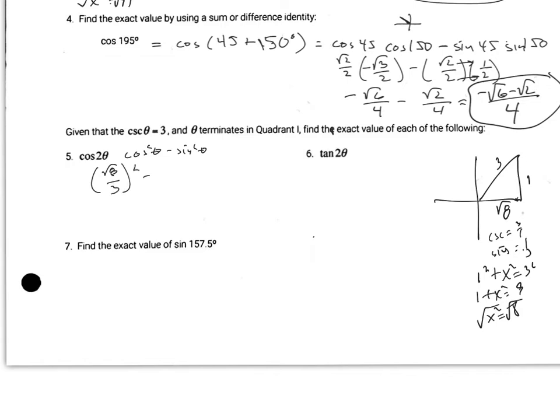We're going to square that, minus 1/3 squared. So this is 8/9 minus 1/9, which is 7/9. Done.